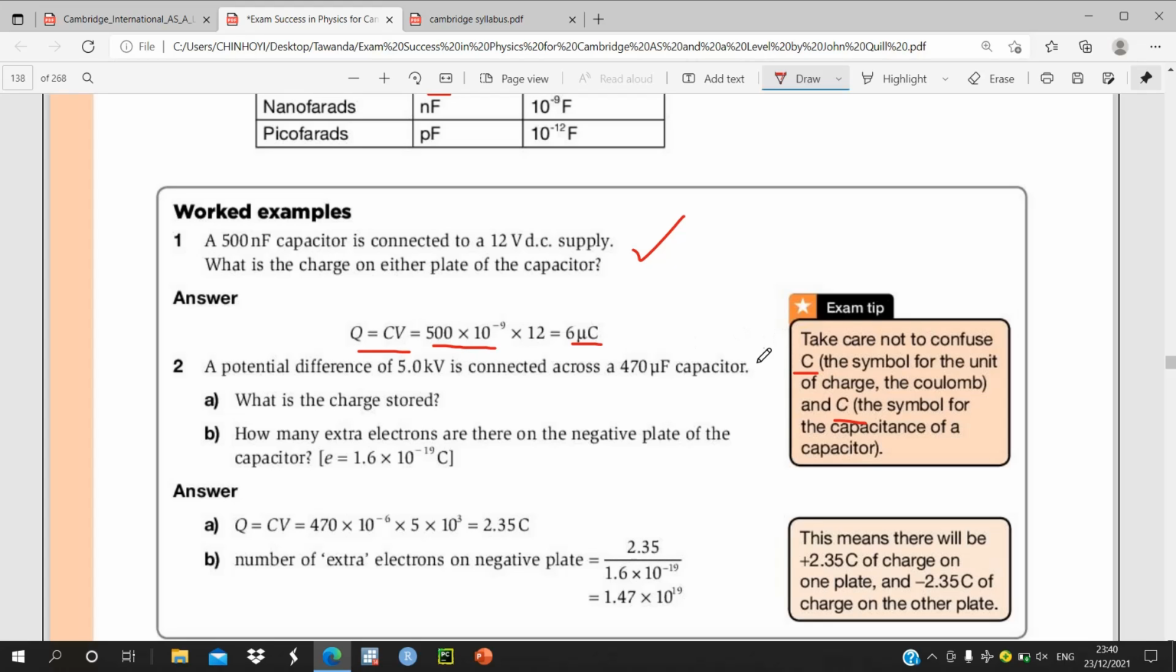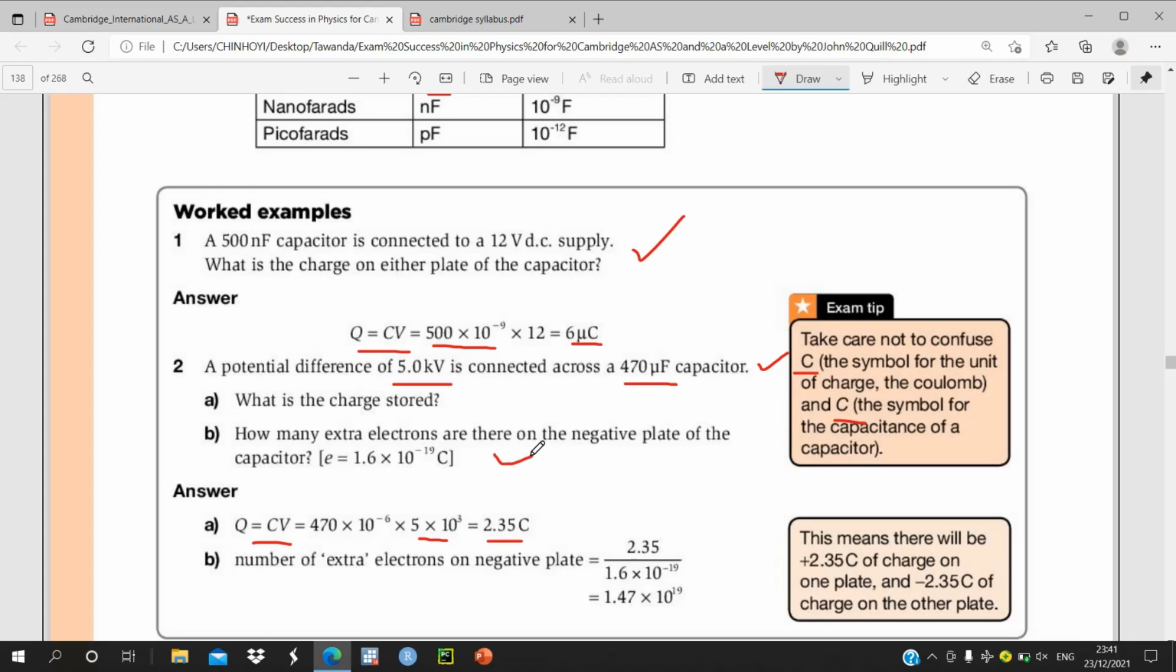Moving on to example number 2. As you can see, a potential difference of 5 kilovolts is connected across a 470 microfarad capacitor. What is the charge stored? Again, using the same formula, charge stored is capacitance, that is 470 times 10 to the power of minus 6 for micro, times our voltage, which is 5 kilovolts. So we express it in terms of volts, then we get 2.3 coulombs.